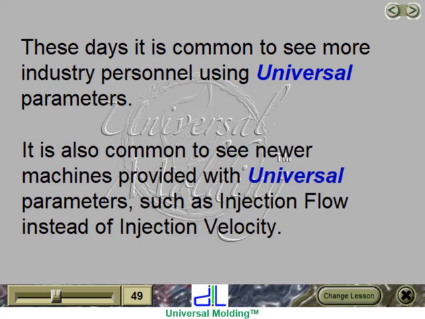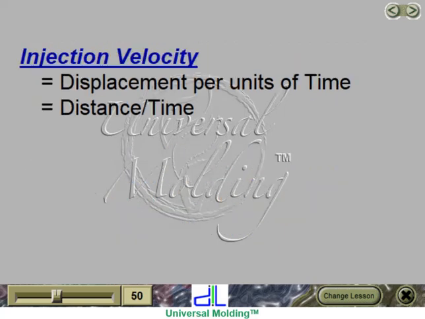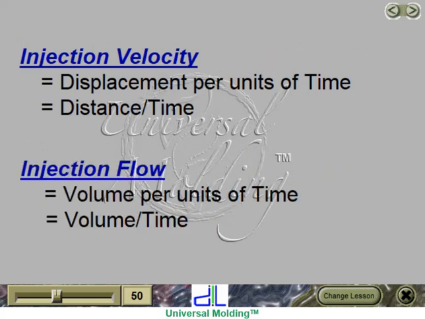It is also common to see newer machines provided with universal parameters, such as injection flow instead of injection velocity. Injection velocity is equal to displacement per units of time, or distance divided by time. Injection flow is equal to volume per units of time, or volume divided by time.